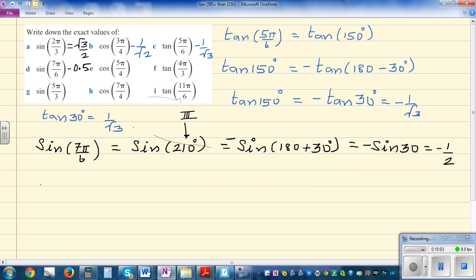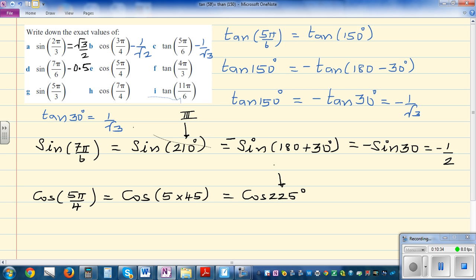Okay, and let's finish off with this question. Cos 5 pi by 4. Cos 5 pi by 4 is cos 5 times 45, since pi by 4 is 45. So 5 times 45 is 225. So this is cos 225 degrees. 225 is in the third quadrant, and cos is negative in the third quadrant. So that is minus cos of 180 plus 45.